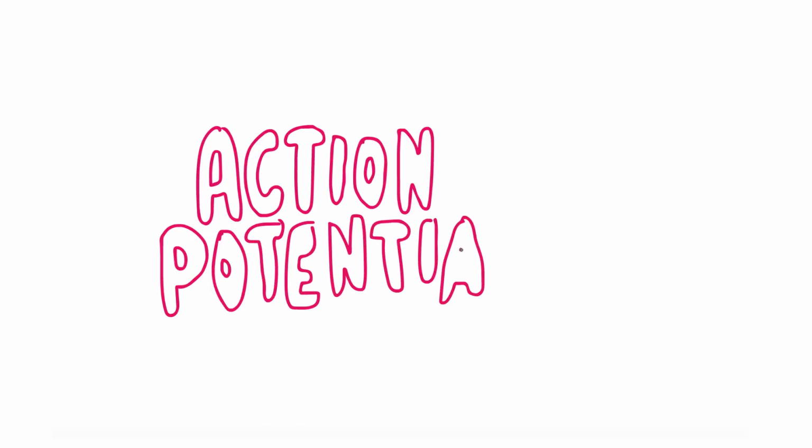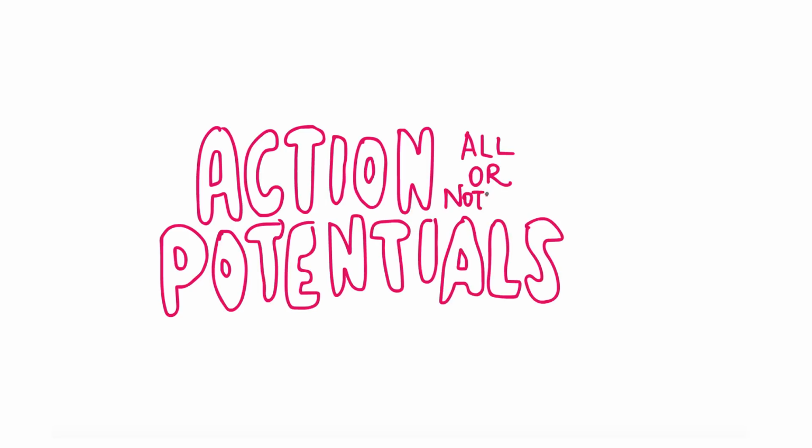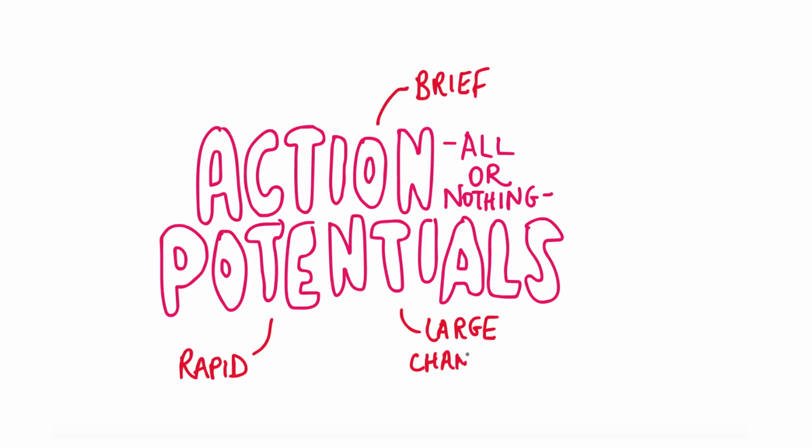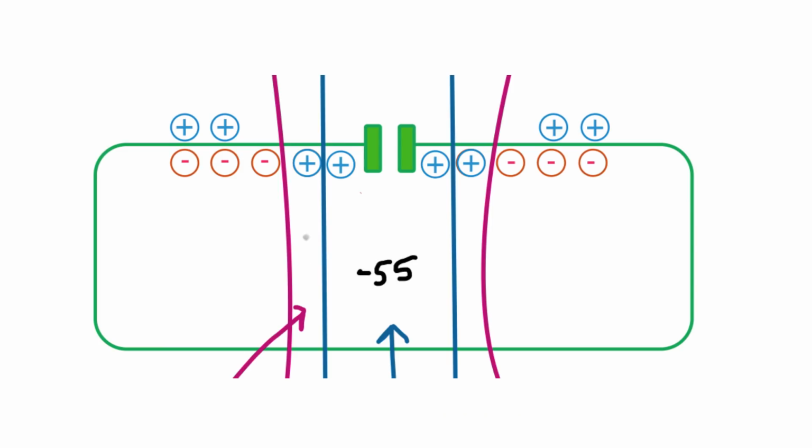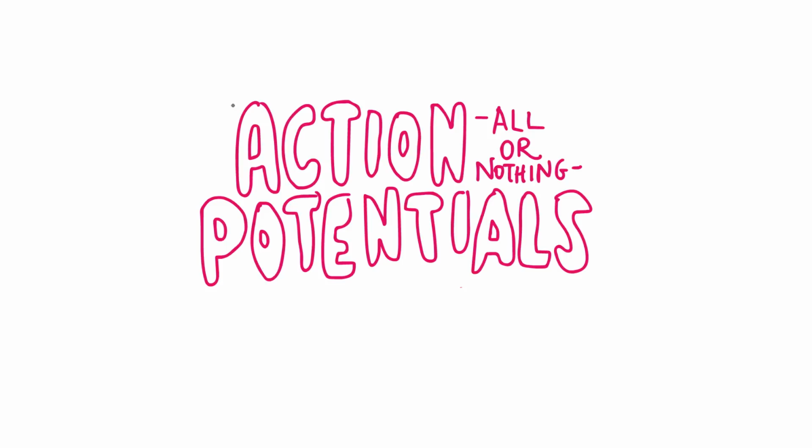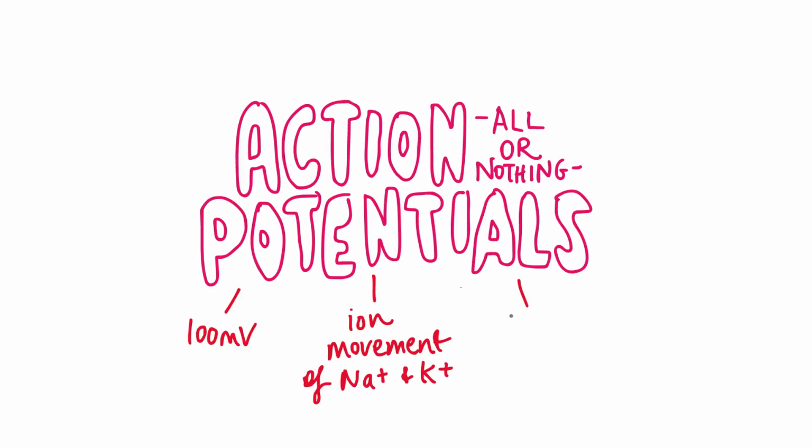Action potentials are also called all or nothing potentials. They are very different from graded potentials. They are brief, rapid, and cause large changes in the membrane potential. In graded potential, we saw small changes in the voltage from resting potential, whereas in action potential, changes can be around 100 millivolts. The change in potential is driven by ion movement due to changes in permeability.